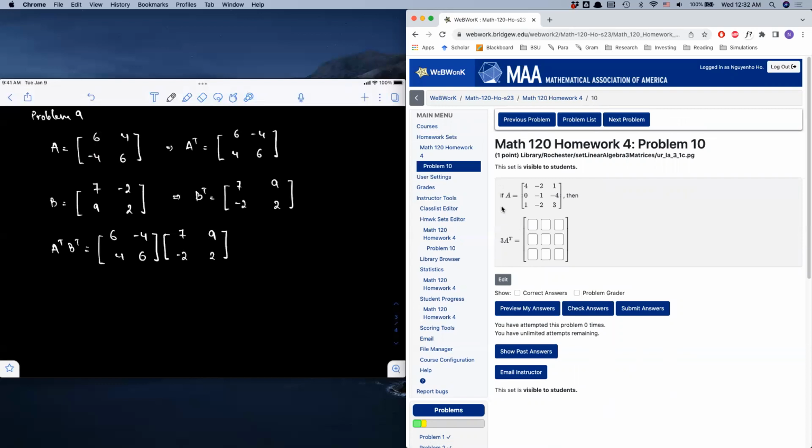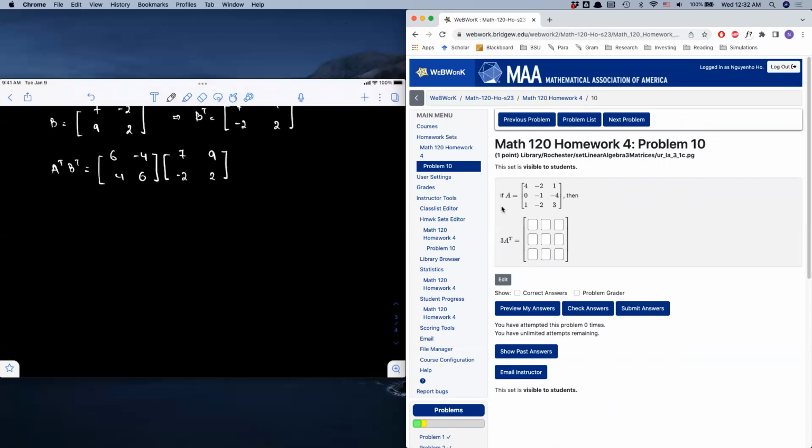So again, here you have a transpose problem. So problem 10, given the matrix A of the form, so this is the 3 by 3 matrix. You have 4, -2, 1, 0, -1, -4, 1, -2, +3. And you turn this into a transpose, right? You take a transpose of the matrix. Again, transpose means that you interchange the rows and columns, right? So all the rows in A become columns in A transpose, right?